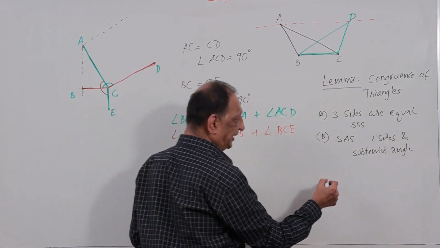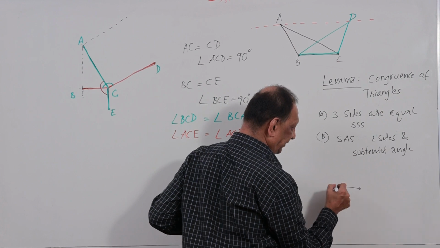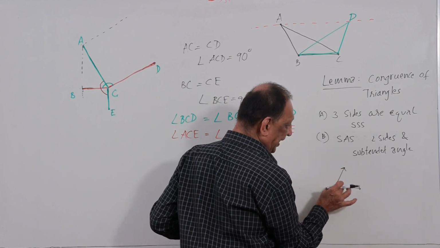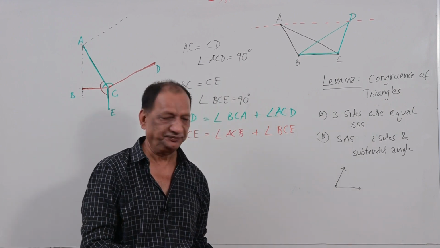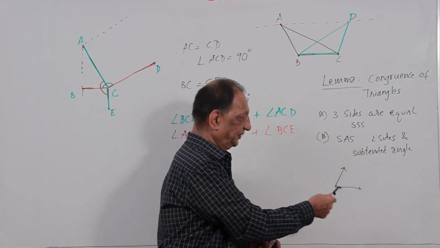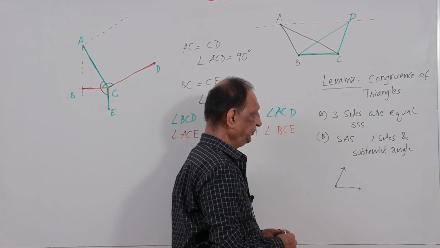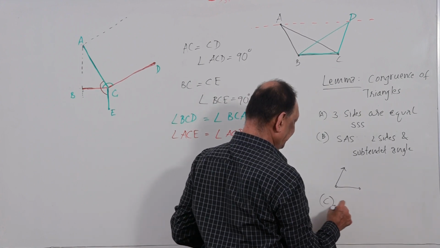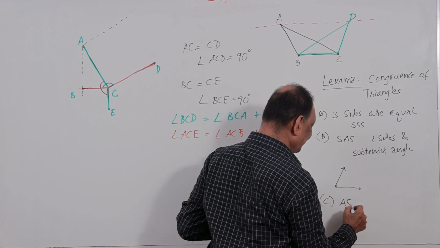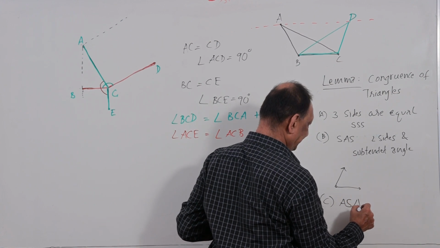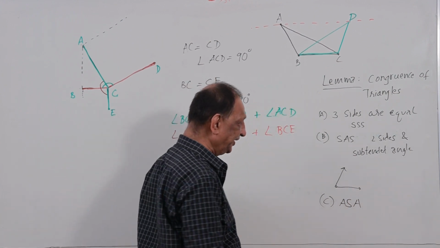That means I have one side, another side, and the angle is the same. Obviously they will be congruent. That is known as SAS, side angle side. And case 3 is angle side angle, ASA.